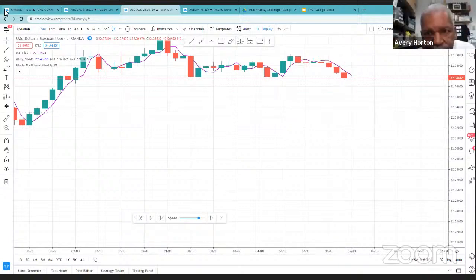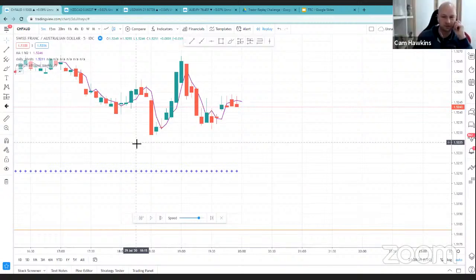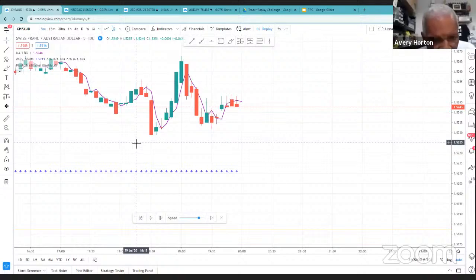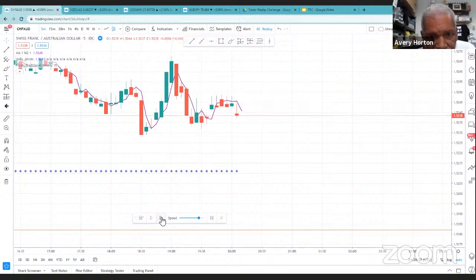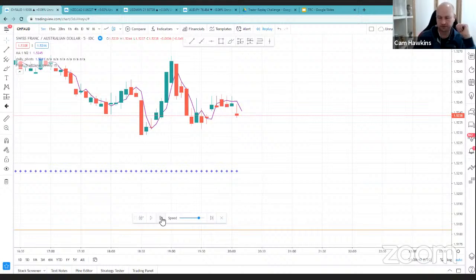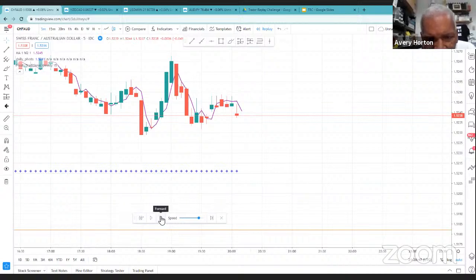Okay. Right. So this one is the Swiss franc Aussie dollar. So what we're going to do is see if it puts in a low, and then we get a turn. How close is this to your normal sort of trading method? Well, this would be pretty close. It's just that I have a couple of other indicators on the screen. That's the only difference. Okay.